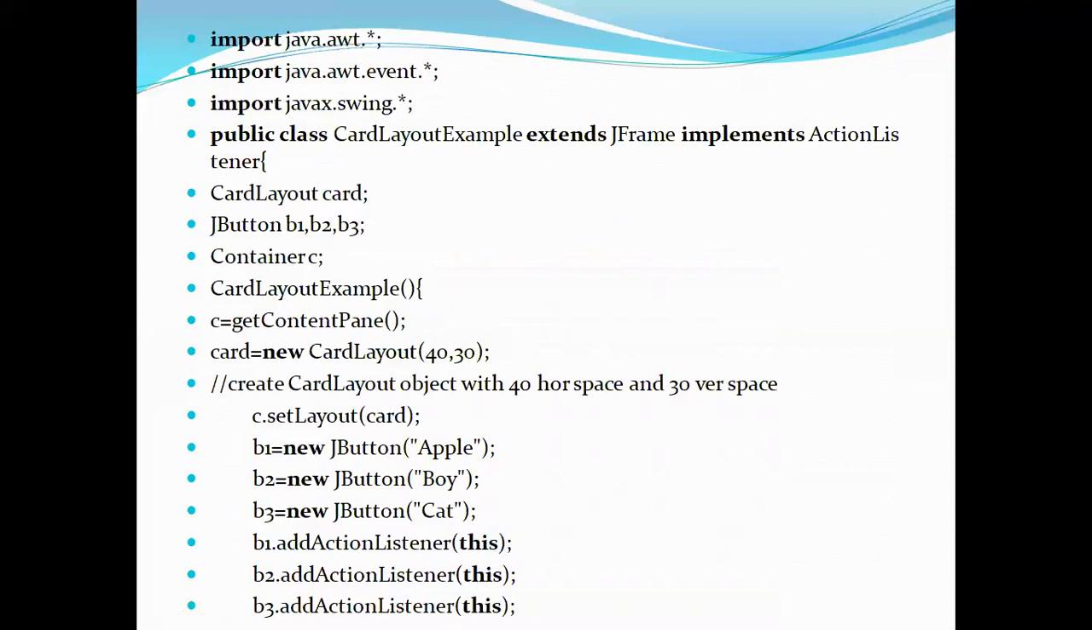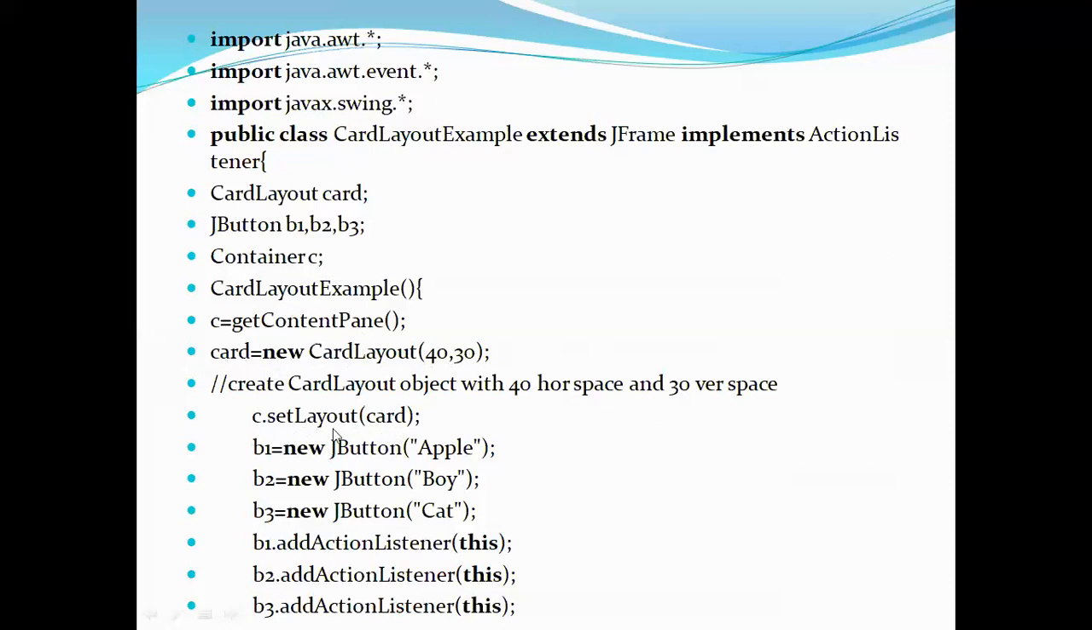Now I'm taking three buttons, B1, B2, B3. I'm taking the container, and CardLayoutExample is my main class. Inside that, as I told, you have to take a content pane. The content pane is the blue area. Inside that you will include a card, and the card layout size is 40 by 30. Here 40 is the horizontal space and 30 is the vertical space. Now I'm setting the layout of the card, means I'm setting the layout as card. So c dot setLayout card. What is c? It is our content pane.